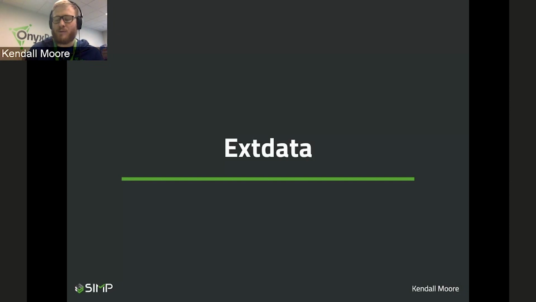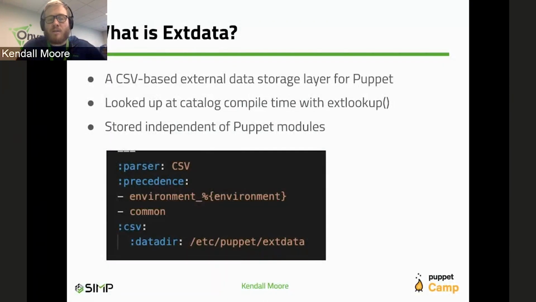I don't know how many of you used Extdata, but it was similar to what we think of as Hiera now, except that it was a CSV-based data store layer. It did have a function called ext lookup, which could read in values from your external data store and be included into the catalog at compile time. It was independent of Puppet modules, which was great, which means we could write more robust tests and split out data among different nodes or different groups and change default behavior. So this is awesome, right? This is a great step in the right direction.